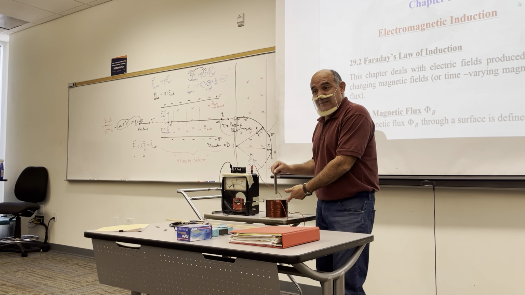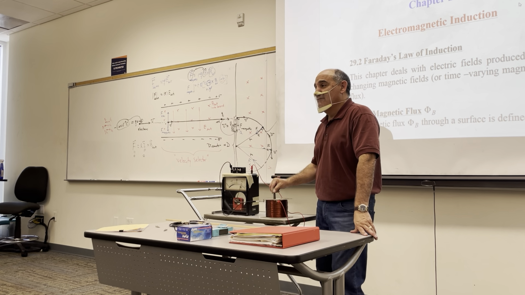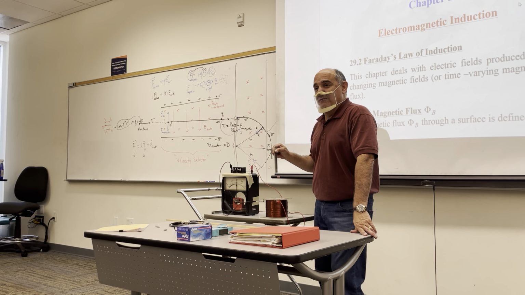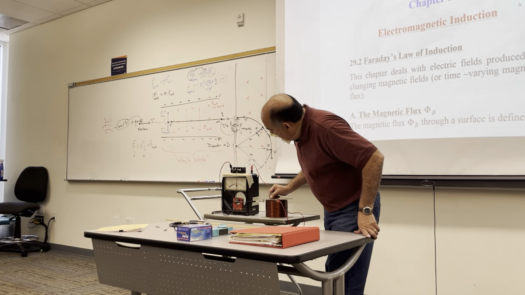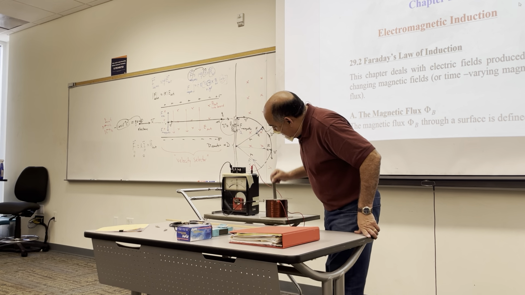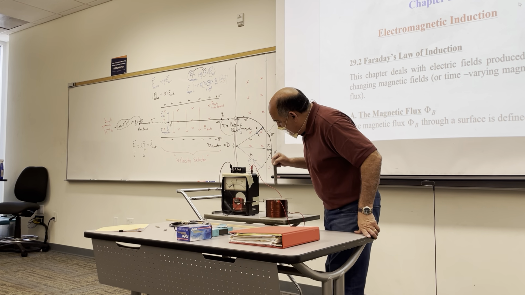There is an electric current in this coil, and the needle is showing it. Notice, when I put it one way, the current is one way. When I put it the other way, the current is the other way. Left, right, left, right.